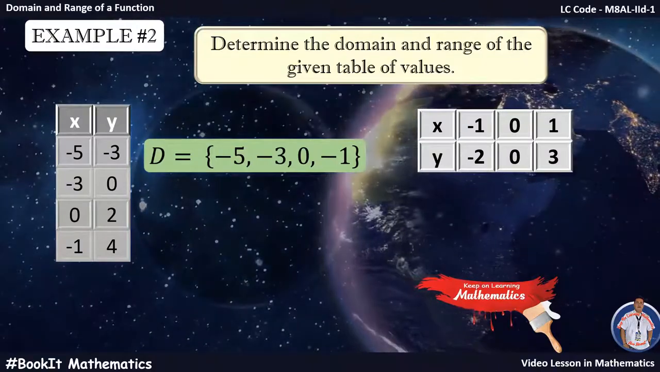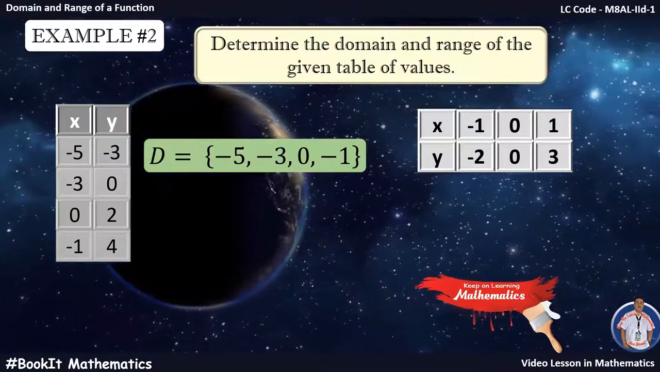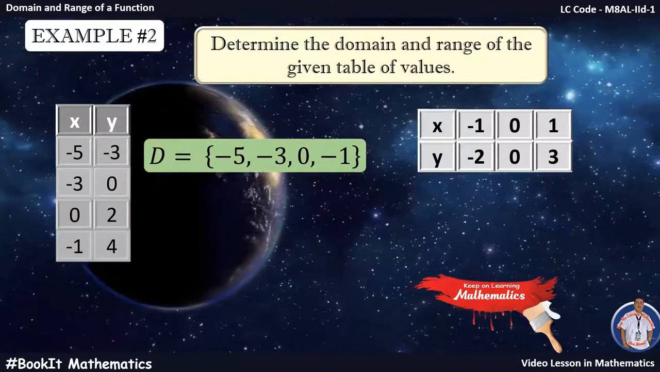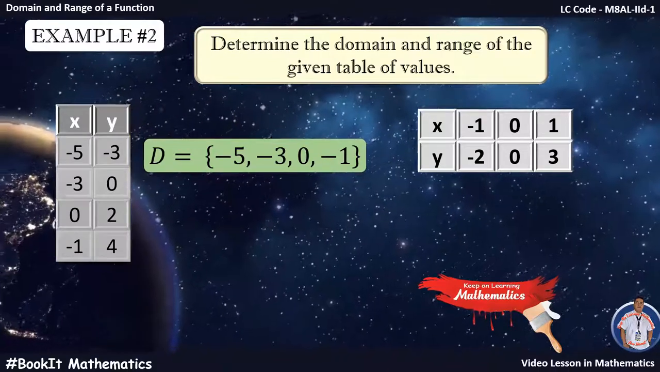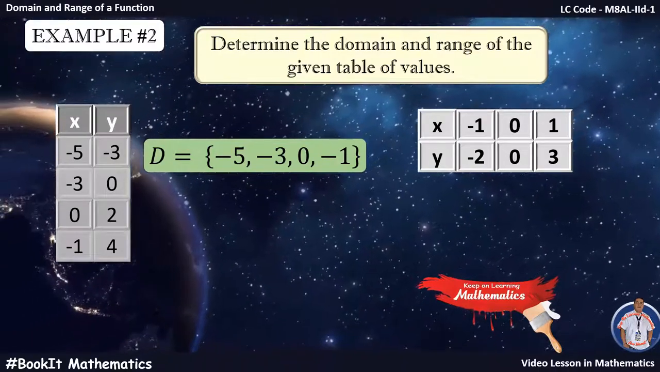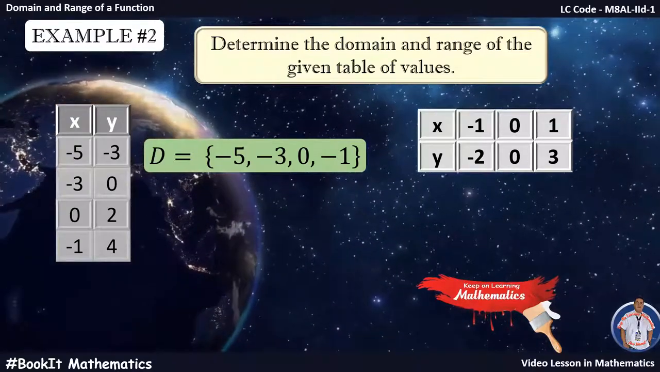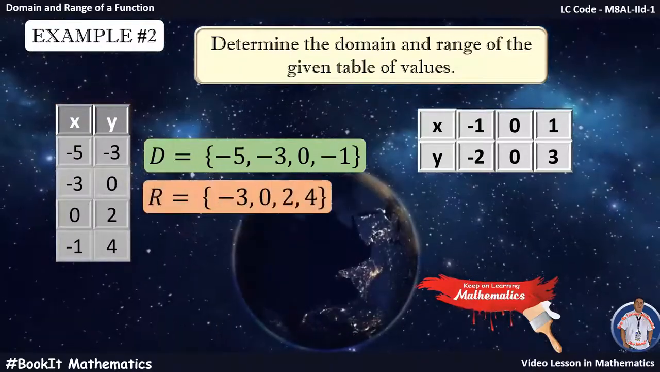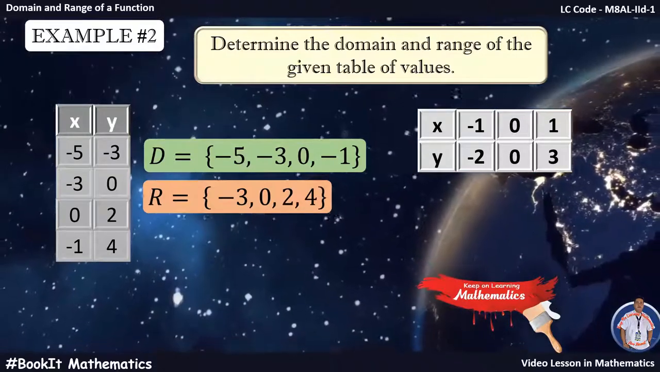And then for our range, we have learned that in determining the range of a given table of values, let's just look at the right column, or the values of y. So for our range, we have negative 3, 0, 2, and 4.